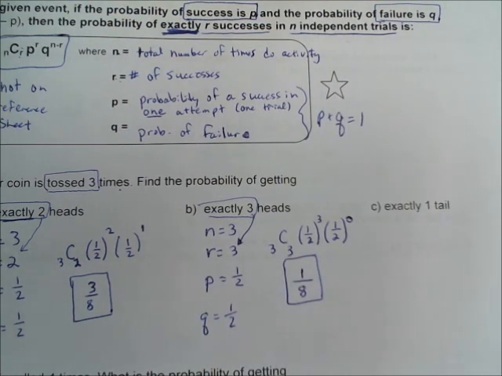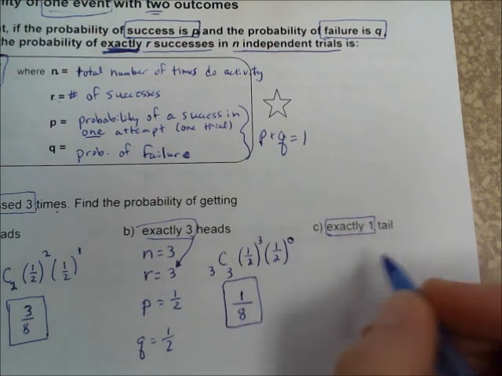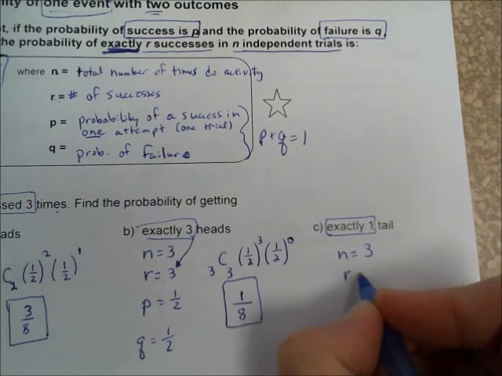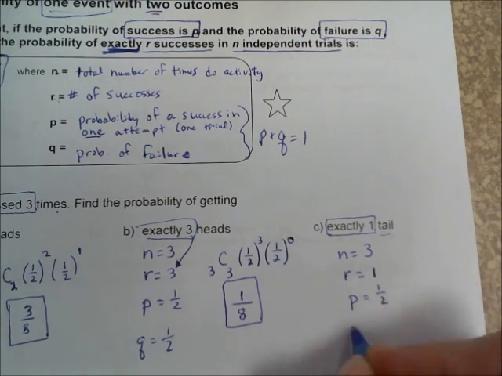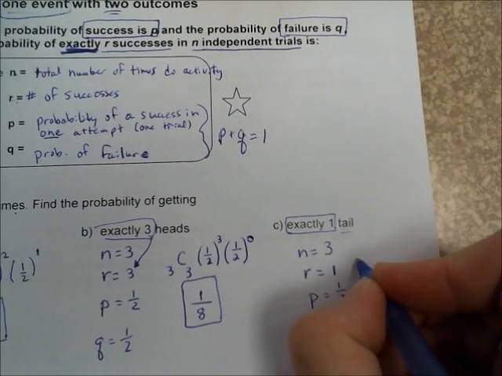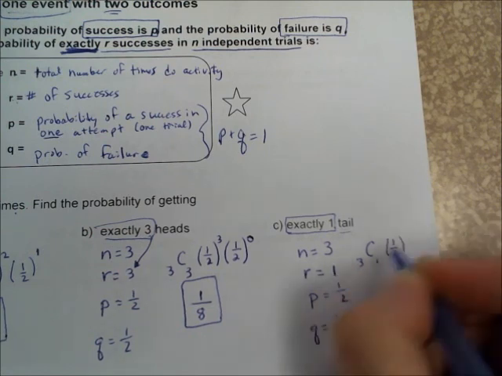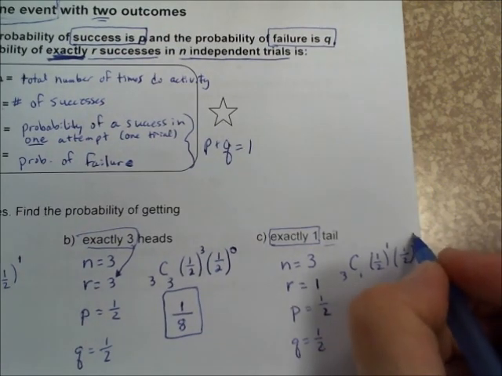This is theoretical probability. Now let's say we want to flip tails exactly once. So we still are flipping the coin 3 times. The R value is we want exactly 1 tail. The probability of flipping tails this time instead of heads is still 1/2 after we flip a coin once, and Q must also be 1/2 because P plus Q always adds up to 1. So now what we have is 3C1 times 1/2 to the R, which is 1, times Q to the n minus r, and 3 minus 1 is 2.